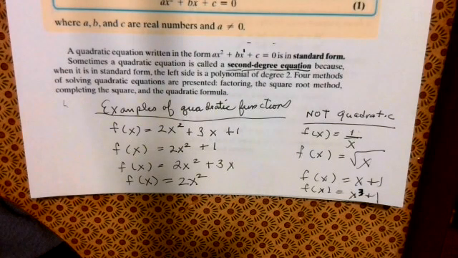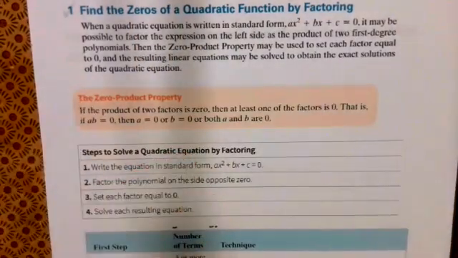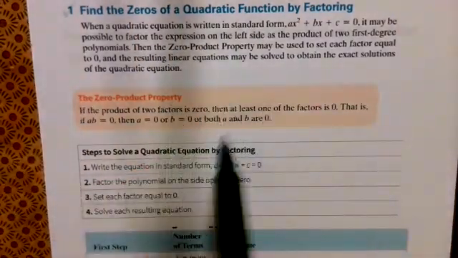Okay, let's see what's on the next page. So this says find the zeros of a quadratic function by factoring. That's the first method that we're going to look at.